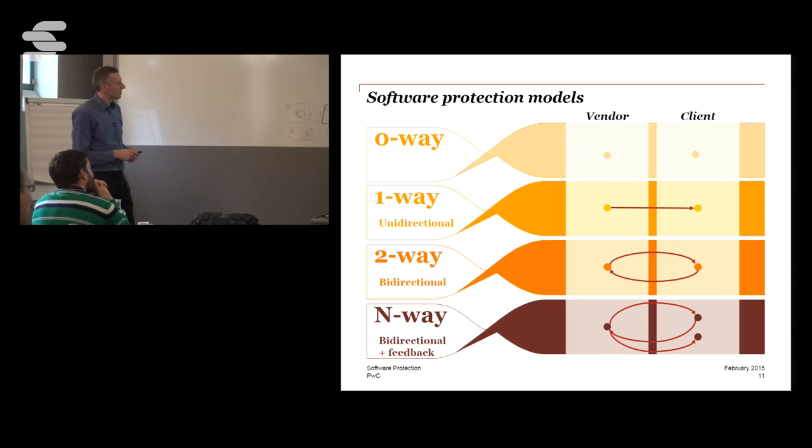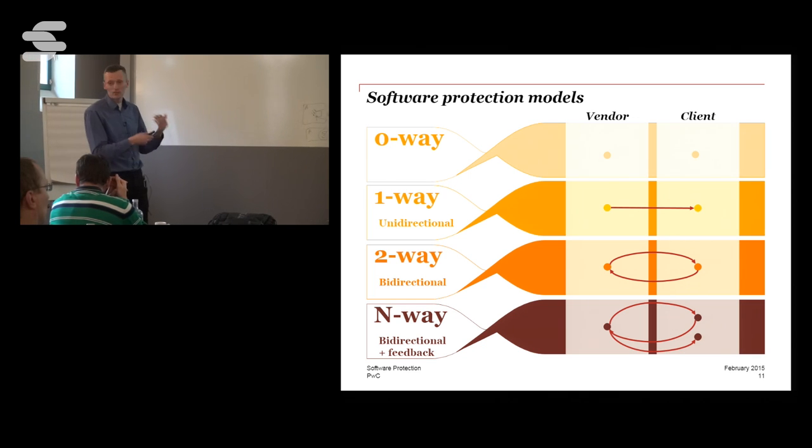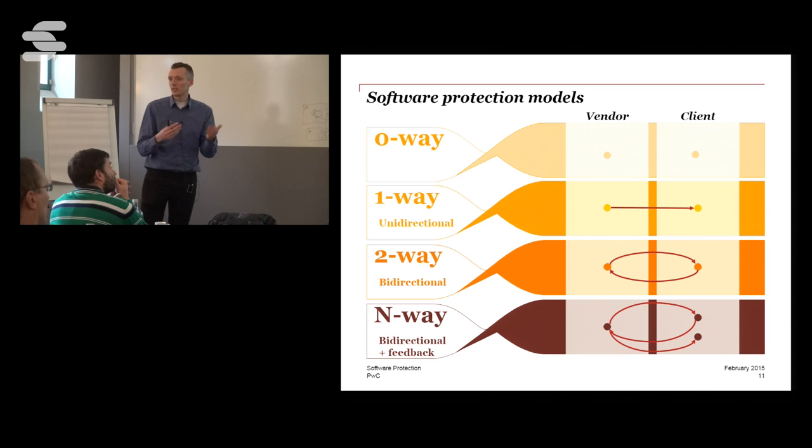Then you have two-way protection techniques. Typically, you have kind of a challenge-response system. For instance, the client is sending some piece of information to the vendor, and the vendor does a transformation on that piece of information and responds to the client with another piece of information that can then be used. This can go both ways. It can be the client that takes the initiative to send information, or it can be the vendor that takes the initiative.